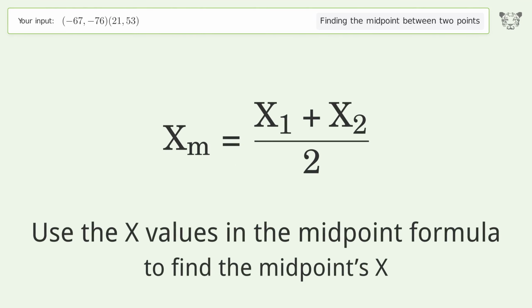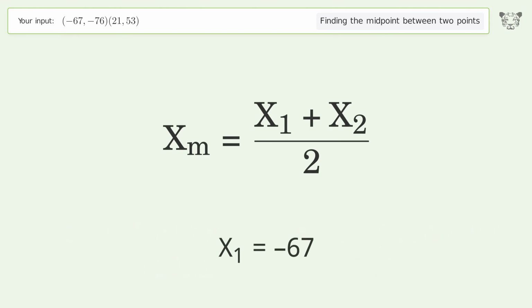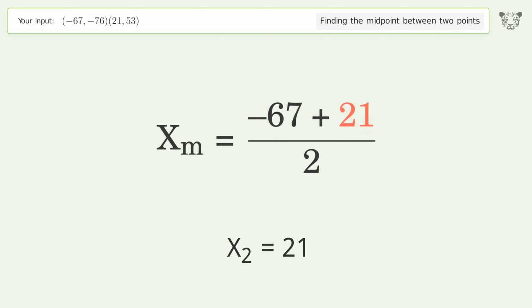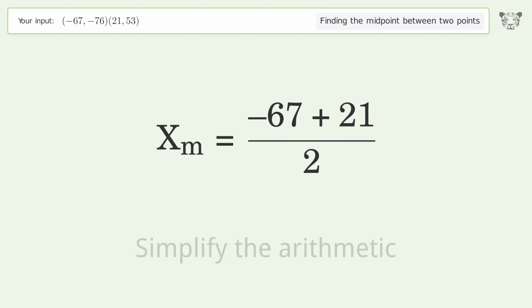Use the x values in the midpoint formula to find the midpoint's x. x1 equals -67. x2 equals 21. Simplify the arithmetic.